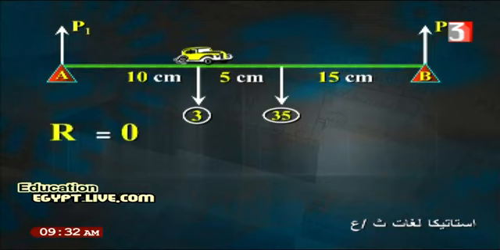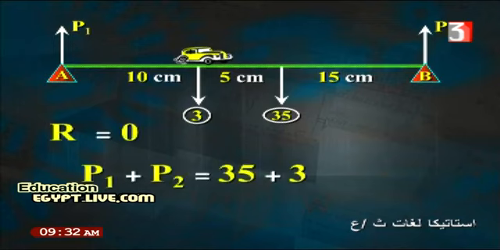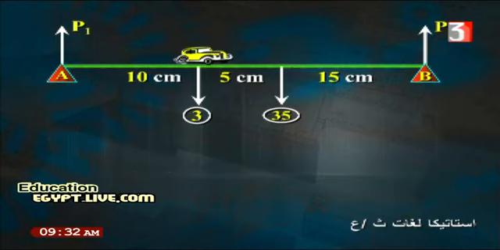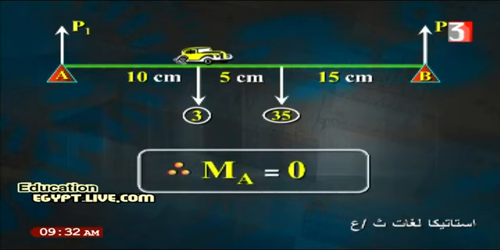My dear student, we know that B1 plus B2 equals 38 ton. What is the value of B1? What is the value of B2? Then we need the moment at A or the moment at B. Moments at A must equal 0. How many forces?